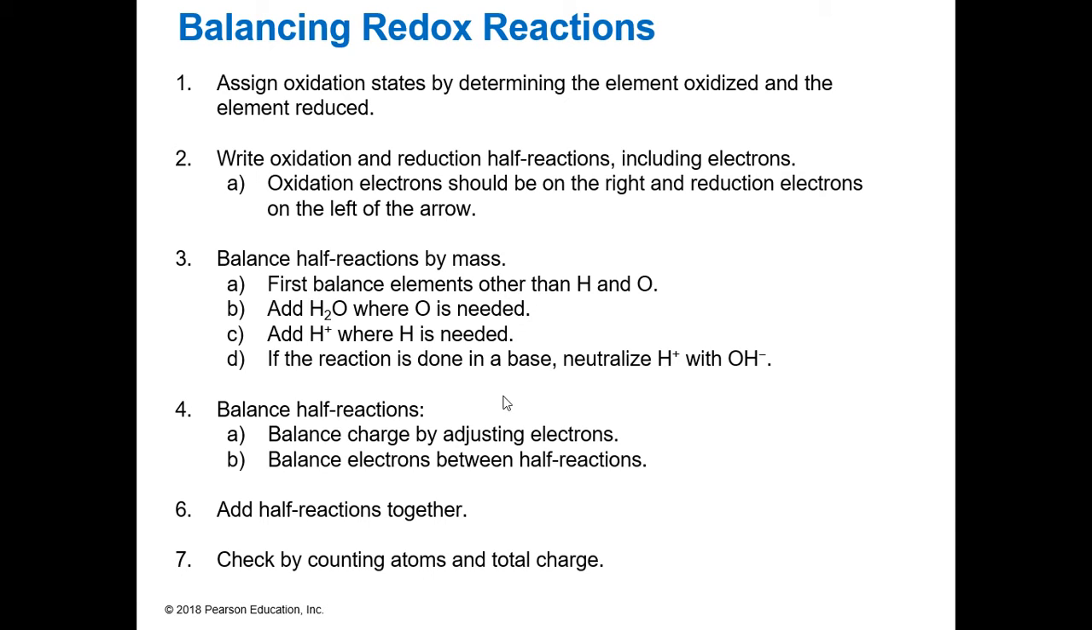Then we're going to balance by charge. So we're going to adjust our electrons. If we have a charge on the left of +2, we need to make sure the right is also +2. Okay, if the left is -3, we need to make sure the right is -3. We just need to make sure everything always balances. Then we're going to balance our electrons between our half reactions. So if your oxidation reaction has -2 electrons and your reduction reaction has -3, you need to make sure they're the same. You would make each have 6 electrons. And then you would add your half reactions together. That would make your electrons cancel.